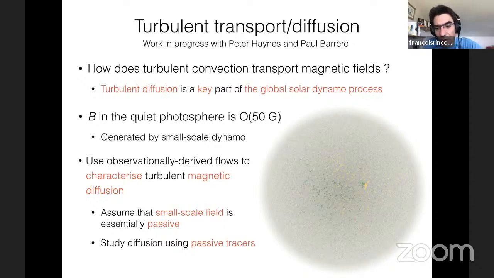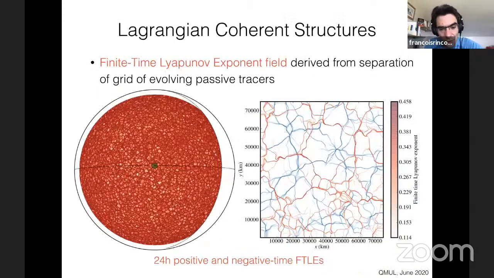So we started to look at this last year with a student and with Peter Heinz, as to how these flows that we derived observationally transport magnetic fields, or at least passive scalars. We've made a bit of progress on that. One neat result is that by advecting grids of tracers, you can compute finite time Lyapunov exponents for this flow. And this is the kind of thing you get. Although it has maybe limited scientific value, in terms of aesthetics it's very nice: a global map of the finite time Lyapunov exponent at the surface of the sun.